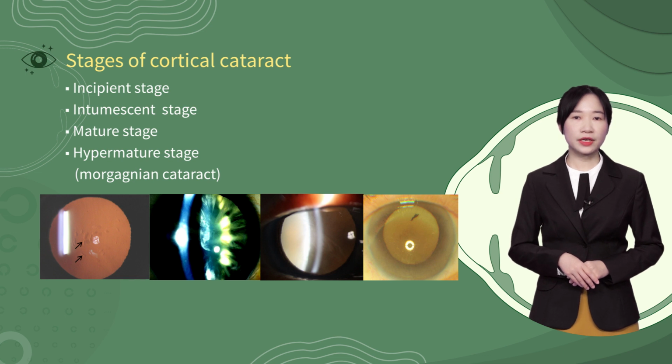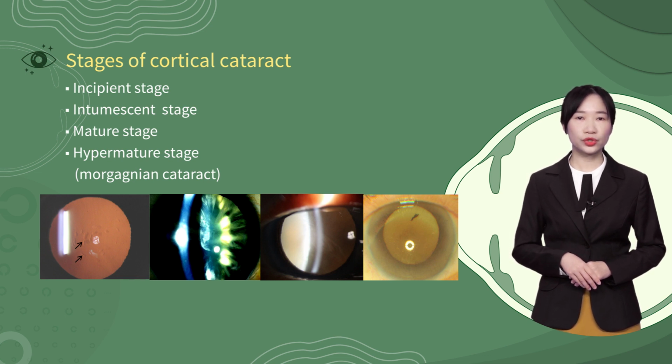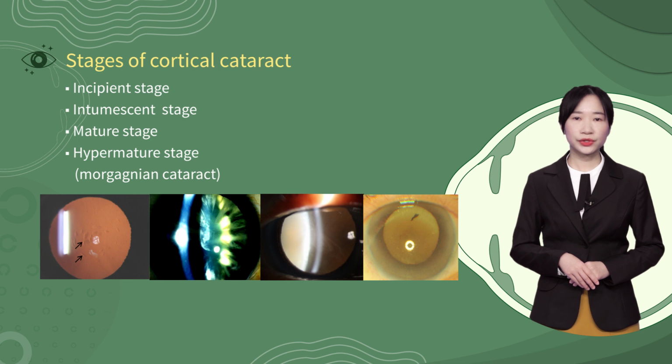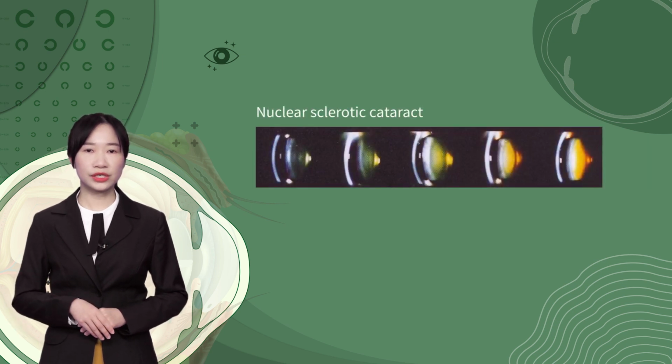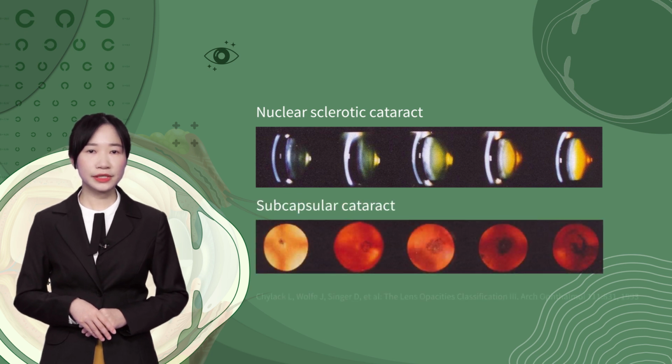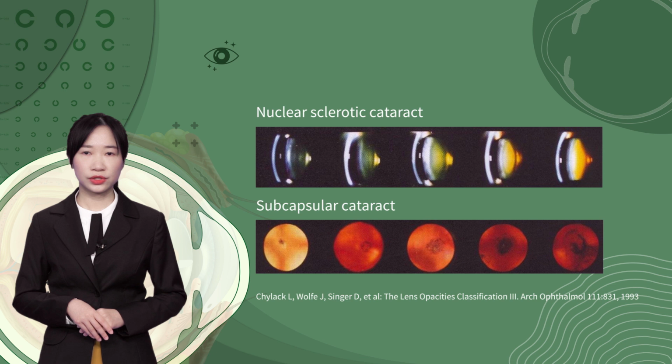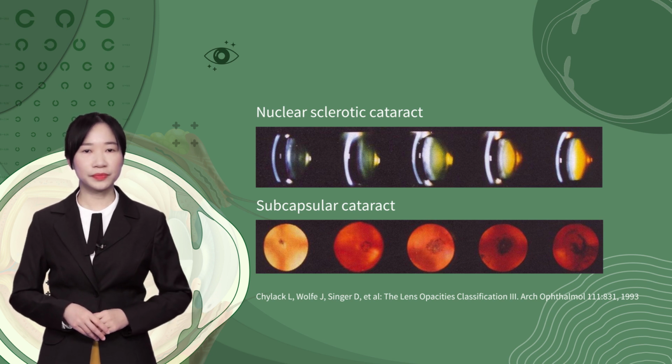Sometimes we may find a Morgagnian cataract, in which the lens cortex has totally liquefied and the nucleus is seen sunken inferiorly. Nuclear sclerotic cataract is characterized by a yellowish change due to the deposition of urochrome pigment. The nuclear density increases with age. In the late stage, the nucleus appears brown or even black.